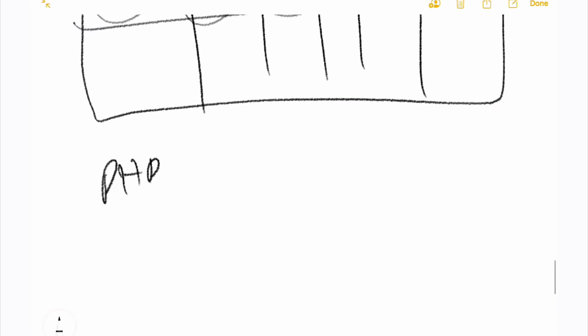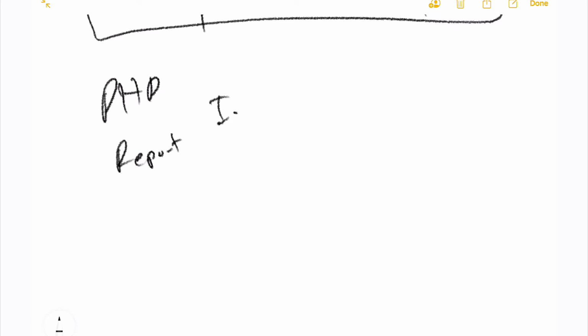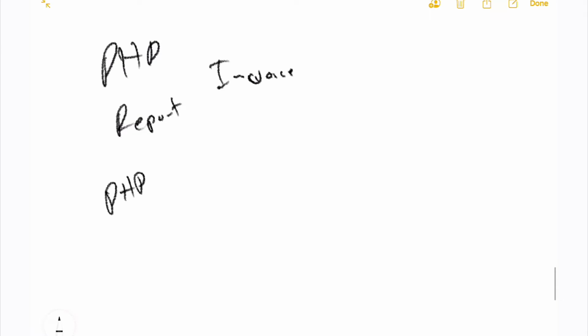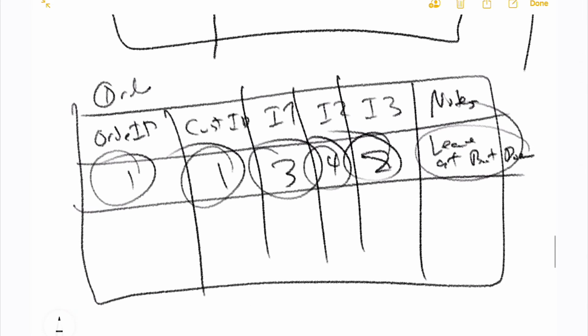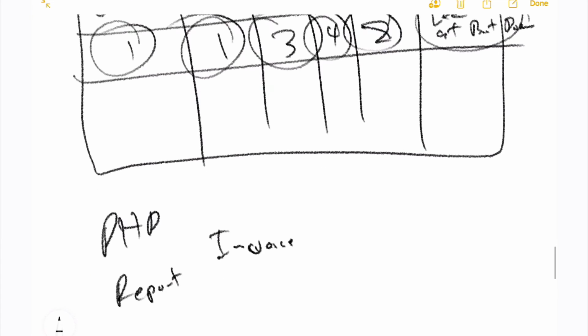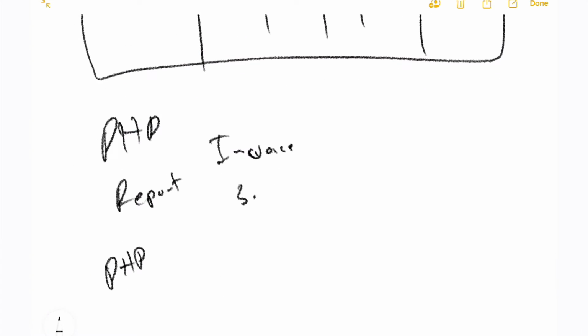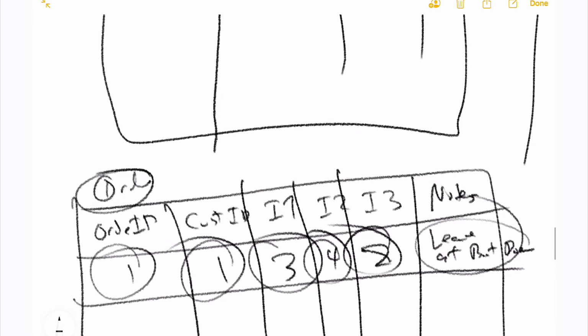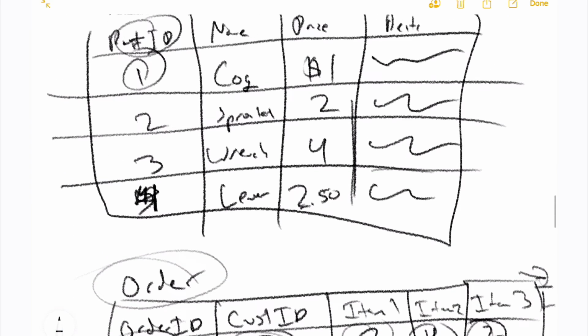And so what happens is you're going to use something like PHP to do a report. You're going to basically print a report, an invoice. What the invoice can do with PHP is pull from this order table and spell everything out. So it'll say Sue Bill at whatever address ordered a 3, a 4, and a 2. I'm making this too complicated.